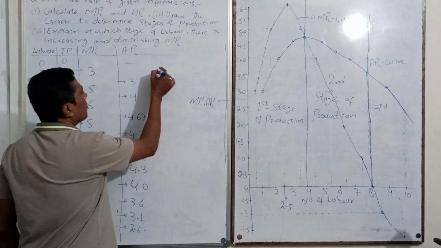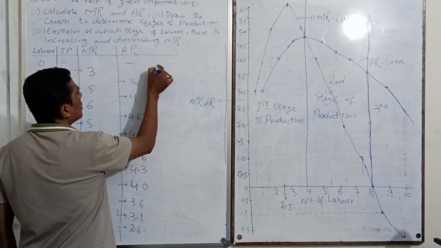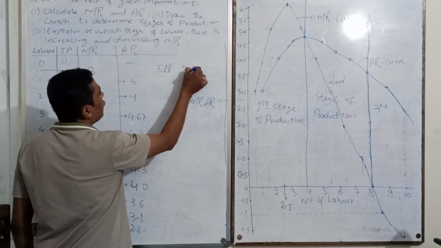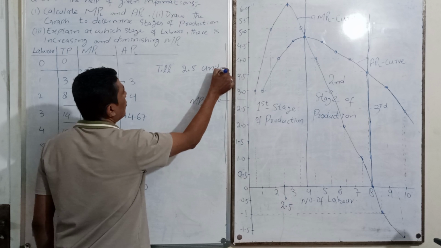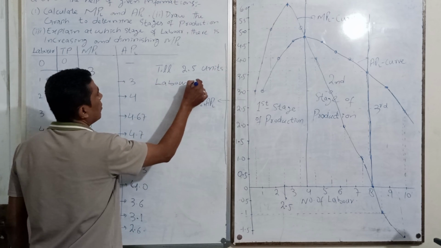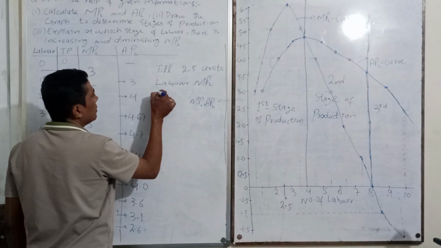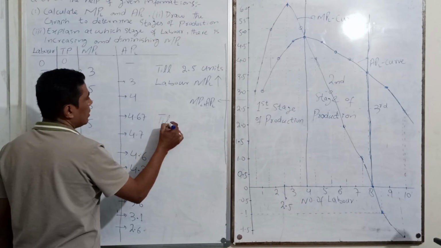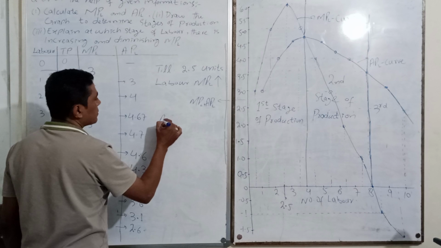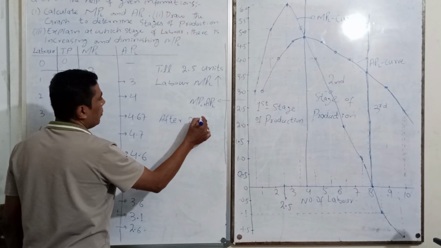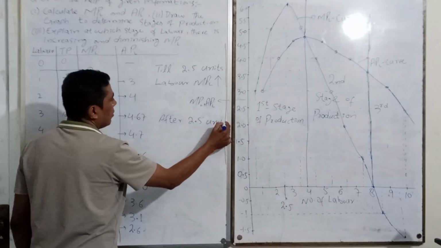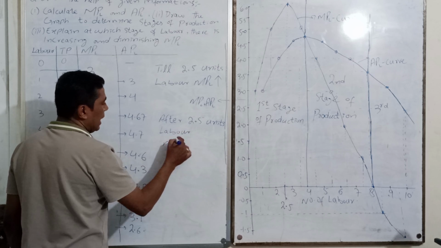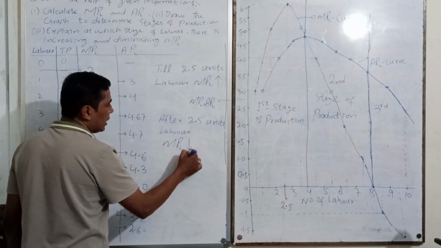So I can write here the last part of this question: till 2.5 units of labor, MPL increases. Clear? Second point, after 2.5 units of labor, MPL continuously decreases.